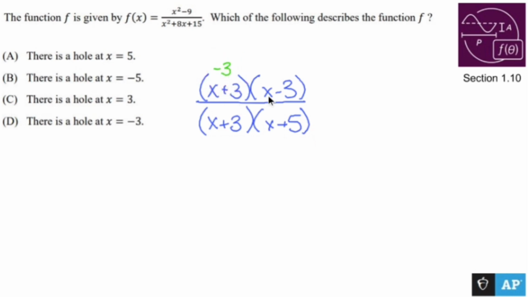Negative 3 would make it equal to 0. Regular 3 would make it equal to 0. Negative 3 would make it equal to 0. Negative 5 would make it equal to 0.